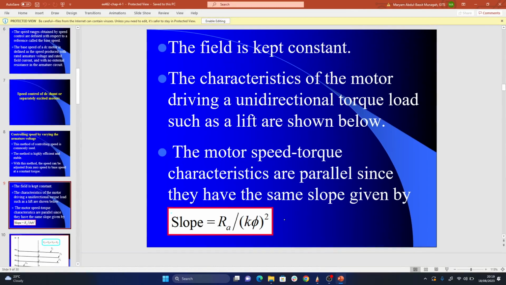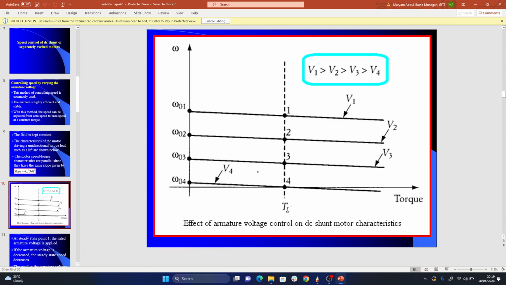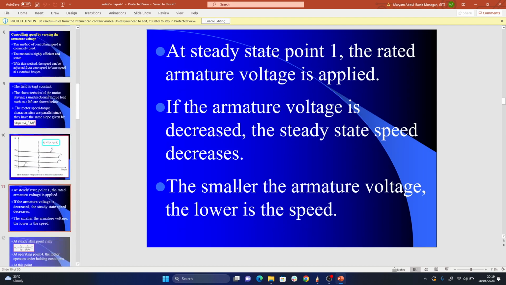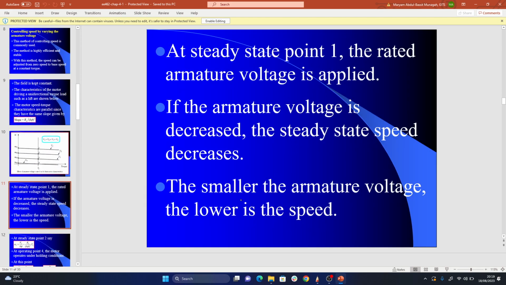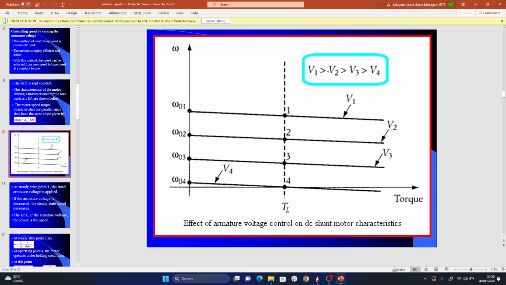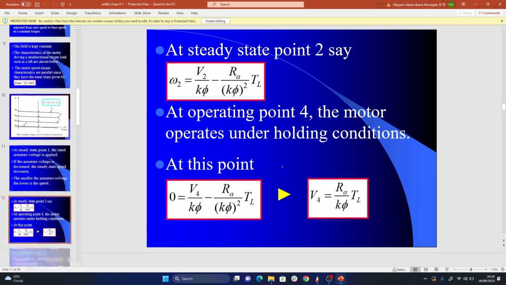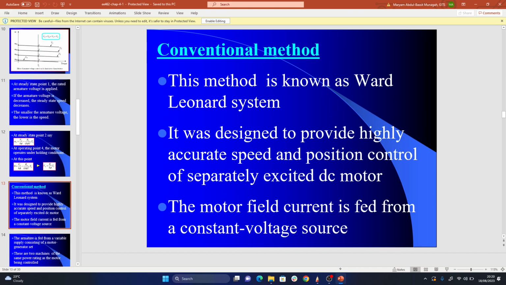So everything I'm speaking about accounts for this side: the slope does not change, it's only the intercept, the no load speed, that changes. And as you reduce the voltage, the speed reduces. Over here V1 is higher, so when I reduce it to V2, the curve comes down, and so on and so forth. So that accounts for this side.